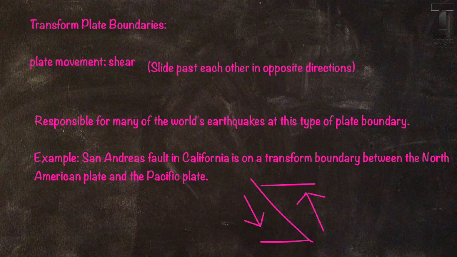The third type of plate boundary is called a transform plate boundary, and the plate movement is going to be what we call shear movement. The plates are going to simply slip past each other in opposite directions. Most of the world's earthquakes are going to occur at any of these plate boundaries because we have constant forces and the energy has to be released.